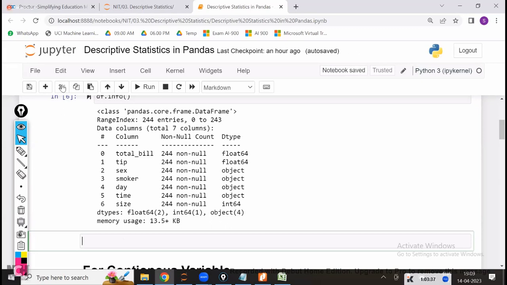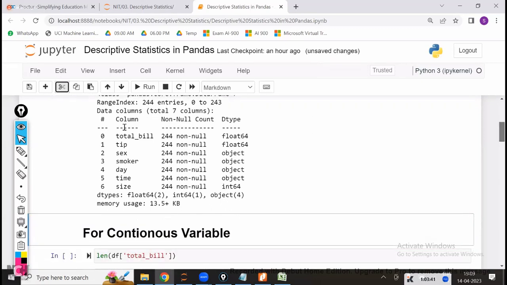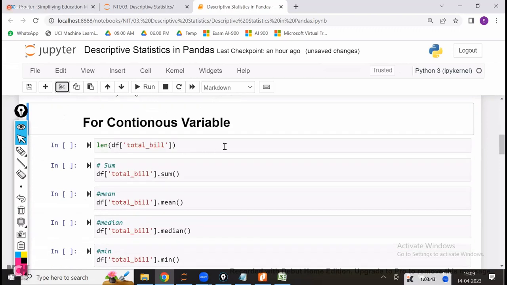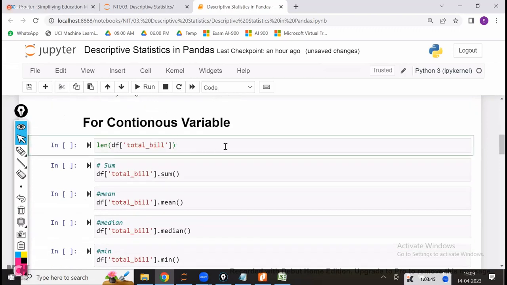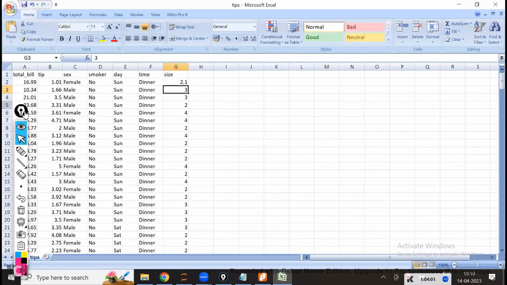Right? Now, here, continuous variable. First, I'm going to take the length column. Length is nothing but the entire data, the total length, that is 244 records. Why have I calculated length? Because of the mean. What is meant by mean? Sum of the values divided by the total number of values. For example, here this particular column is there.